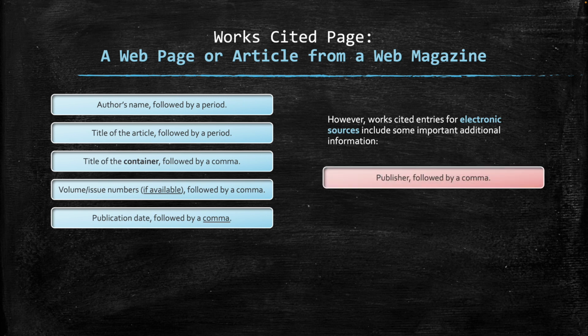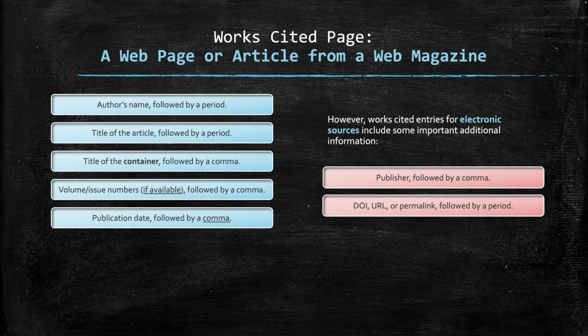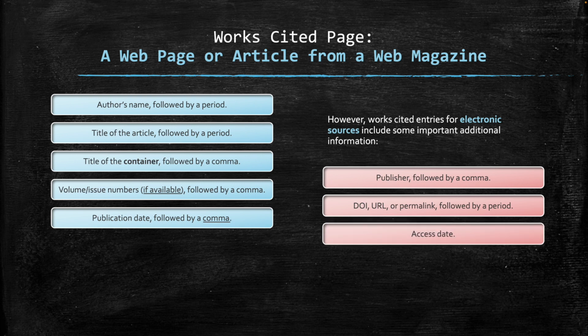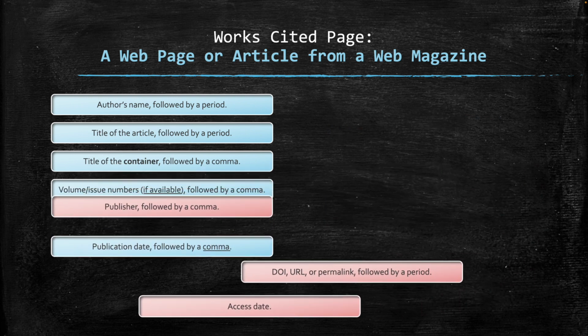First, the publisher, followed by a comma. A DOI, URL, or permalink, followed by a period. And an access date, these three things. Now, where do these go with regard to the five items on the left? We'll create some space to show you there.